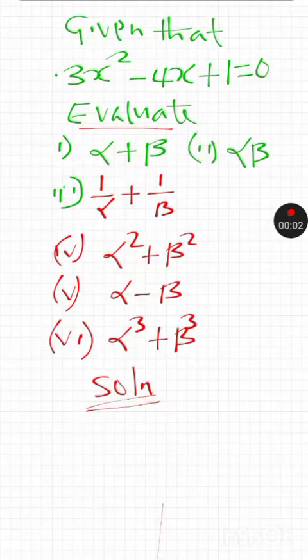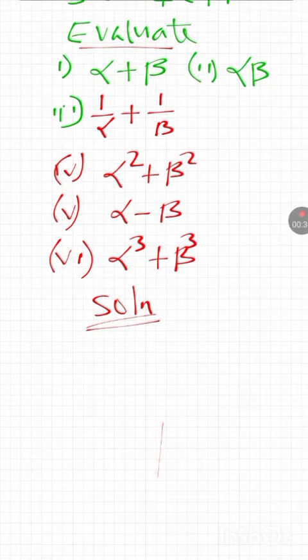Given that 3x squared minus 4x plus 1 is equal to 0, evaluate: 1, alpha plus beta; alpha beta; 1 over alpha plus 1 over beta; alpha square plus beta square; alpha minus beta; alpha cube plus beta cube, without solving this quadratic equation. Here we are talking about sum and product of roots.